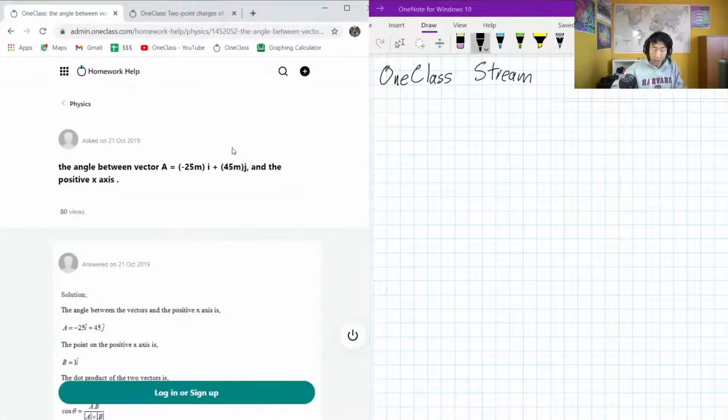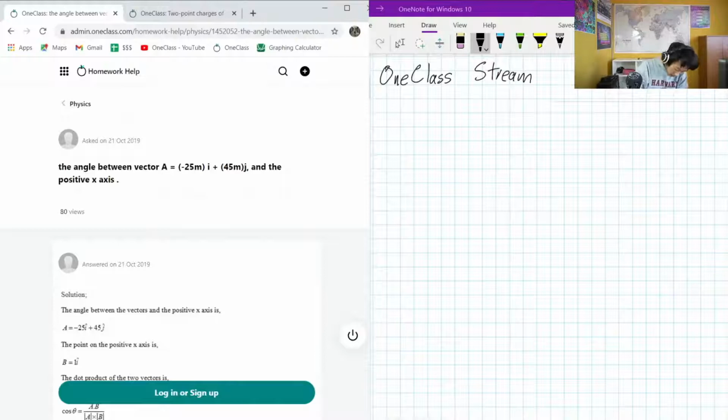Okay, so this is the first question that we got on the menu today. It is asking us the angle between the vector A, which is negative 25 in the I direction and 45 meters in the J direction. We have to find the angle between that vector and the positive x-axis, okay? This is a fairly straightforward question. Let's draw a diagram out to represent what this question is really asking us.